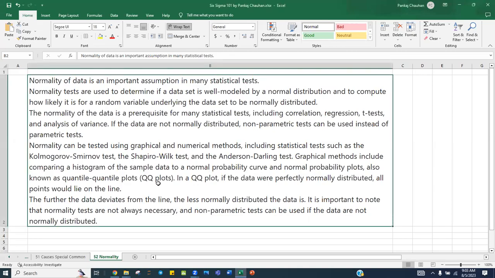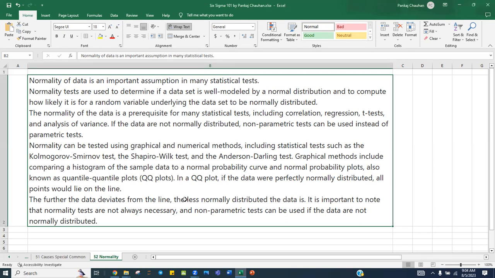Hello people, in today's session we'll understand about the normality of data, which we generally call a normal distribution of the data, or not a normal distribution. The normality assumption of data is really important in many statistical tests, because some of the tests we perform with normal data, and some of the statistical analysis we perform with non-normal data.